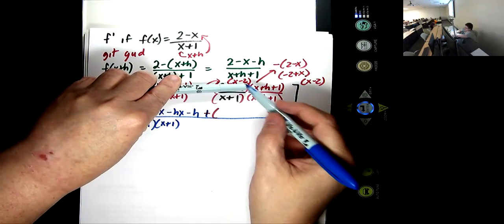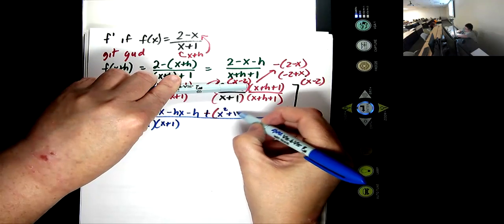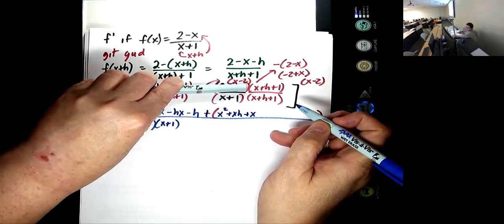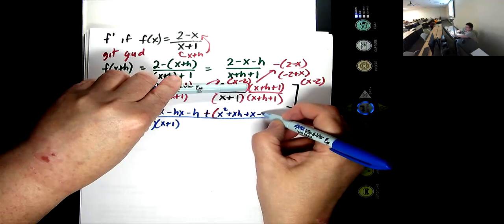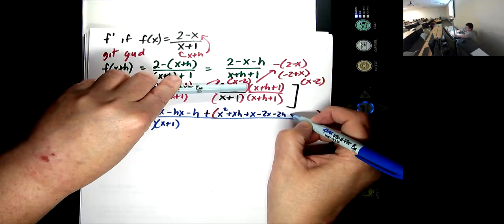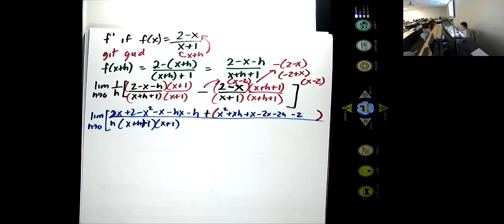So I'll distribute the x to everything first. I've got x squared plus xh plus x. And then I've got minus 2x minus 2h minus 2. And I don't need the parentheses anymore. But rather than scribble them out, I'm just going to leave it. I should end my bracket though.